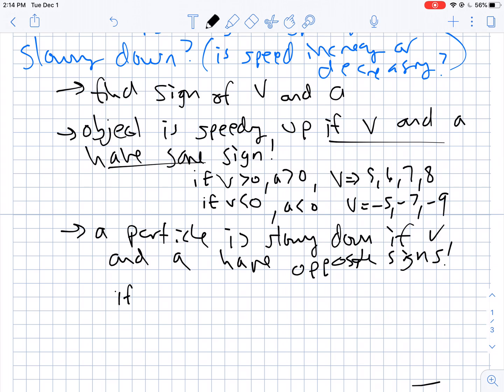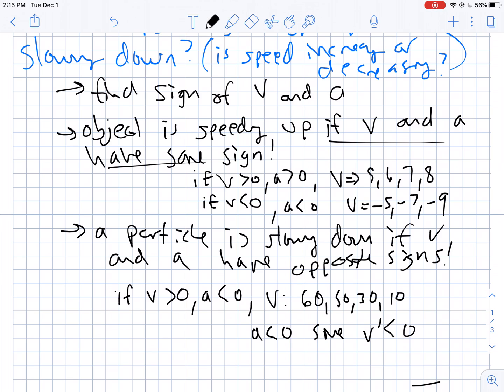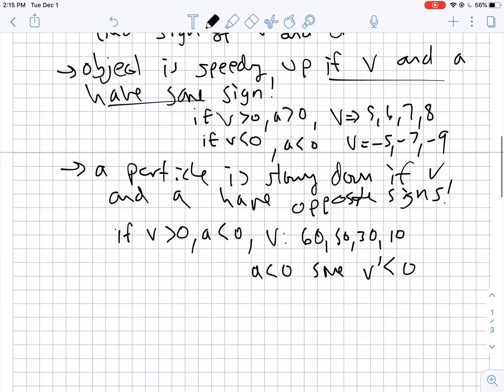So, for example, if your velocity is greater than 0, but your acceleration is less than 0, then that velocity would be going 60, 50, 30, 10. That's what it looks like. You have a negative acceleration because that velocity is decreasing. So that's how you're thinking about these problems. You're just finding the sign of the velocity and the sign of acceleration and working with that.